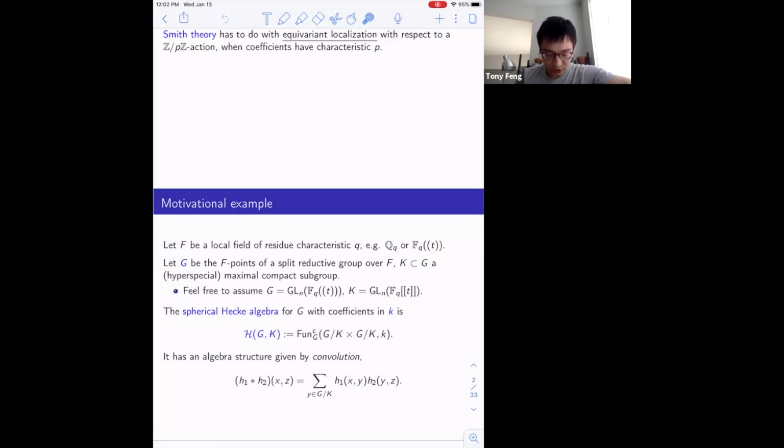In this situation, you have something called the spherical Hecke algebra for G. I'm going to take little k to be my coefficients, and this thing is the compactly supported functions on G/K times G/K which are invariant with respect to the diagonal translation action of G, and valued in little k. As we know, this has an algebra structure given by convolution, where you sum up over possible middle terms of the product.